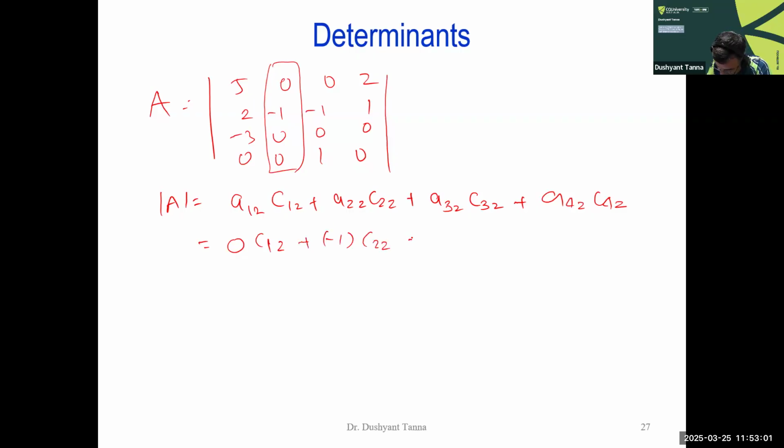Minus 1 times C22, 0 times C32, and 0 times C42. Awesome. So I'm just talking about C22. Everything else is 0, right? So determinant A is simply minus C22. Now I try to find C22, which is the cofactor of second row, second column. So it's minus 1 to the power 2 plus 2.